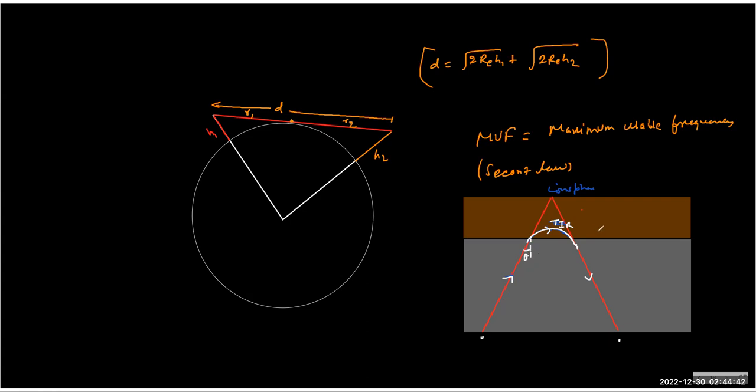So the maximum usable frequency is defined as the critical frequency divided by cos theta, which means critical frequency times sec theta. You know what it means? I hope you have understood. It means something like this. Just a moment. So there is something called critical frequency. I'll just explain quickly what critical frequency is.